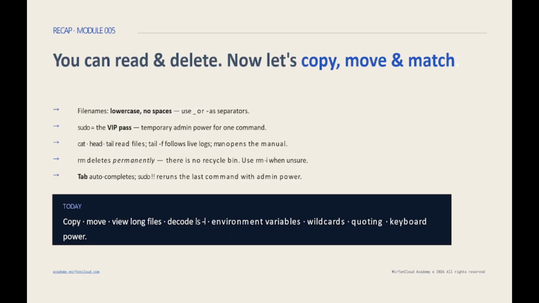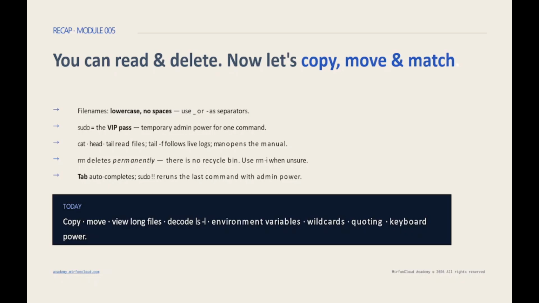Quick recap from Module 005 before we open today's chapter. 5 things you already feel automatic. Lowercase file names, no spaces: monthly_report.txt and not monthly space report.txt. Sudo is your VIP pass, main power for one command, then you drop back. Echo prints text and variables. Cat reads small files. Man opens the manual. rm deletes permanently. rm -i asks first. Tab is the number 1 shortcut. Sudo !! is number 2.